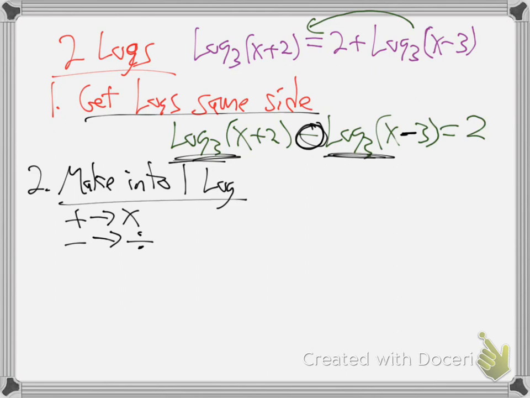For 1 log, if you make that into 1 log, it'll be harder. It'll be multiplying or dividing. Remember how that works? So this will be dividing, like that. And then step 3, how do you get rid of that log now?